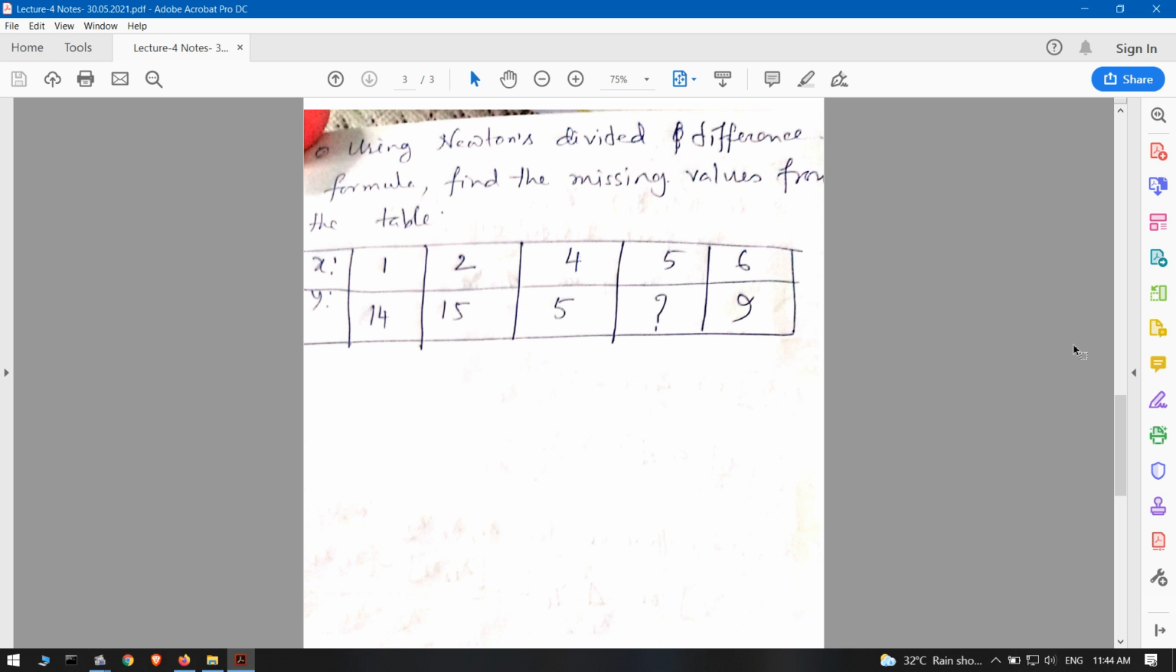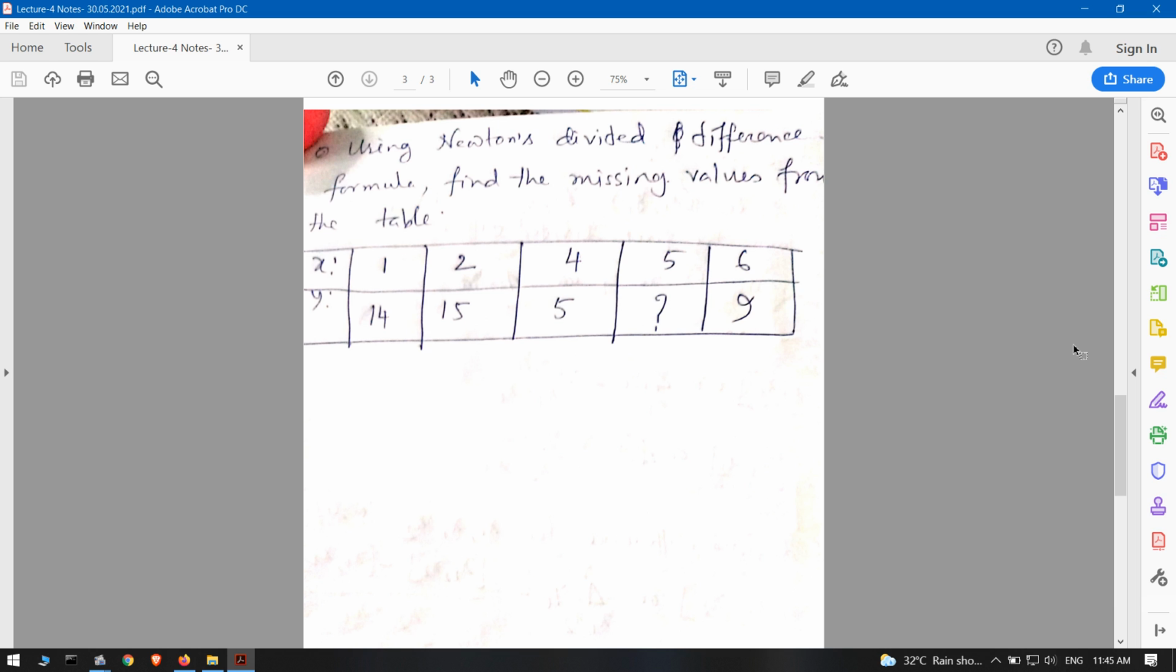So what will be that? Then what will be the formula? Y equal to y naught plus x minus x naught into first divided difference, plus x minus x naught into x minus x1 into second divided difference, that is within third bracket x naught comma x1 comma x2, plus x minus x naught into x minus x1 into x minus x2 into x naught comma x1 comma x2 comma x3, that is third divided difference, plus dot dot dot.